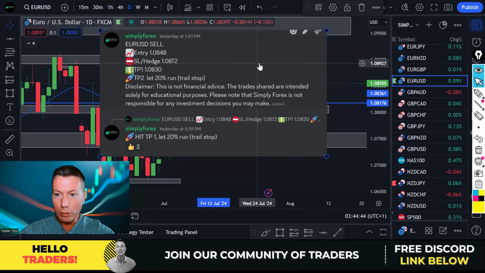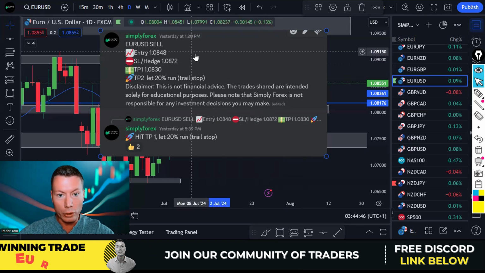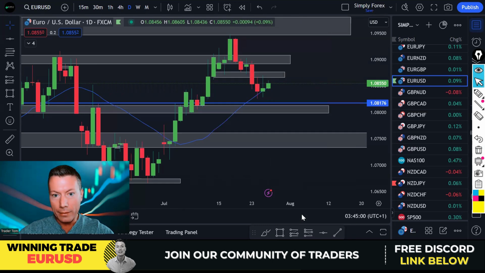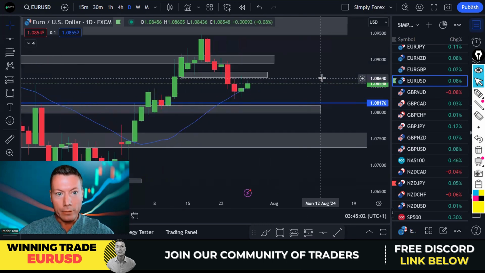So this is a trade that I took yesterday, Euro US dollar, and it was a sell trade. You can see in here, entry, stop loss, take profit, and you can see down here, guys, we hit target, right? So let's remove this so we can look at the chart. So Euro US dollar, the idea of this trade was to sell it. Okay, so if we look at the day chart, this always gives me my direction.